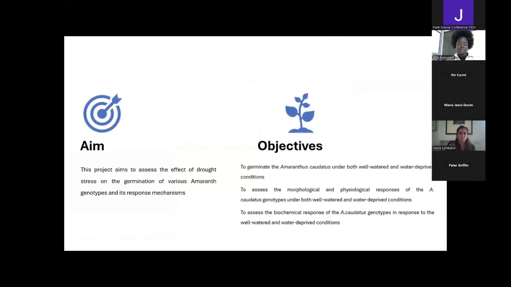The main aim of this project is to assess the different effects of drought stress on the germination of various Amaranthus genotypes and its response mechanisms. And this will be done, first of all, by germinating Amaranthus caudatus under both well-watered and water-deprived conditions. And then I will assess the morphophysiological responses of Amaranthus caudatus under both well-watered and water-deprived conditions. And finally, I am going to be looking into the biochemical response of Amaranthus caudatus in response to the well-watered as well as the water-deprived conditions.